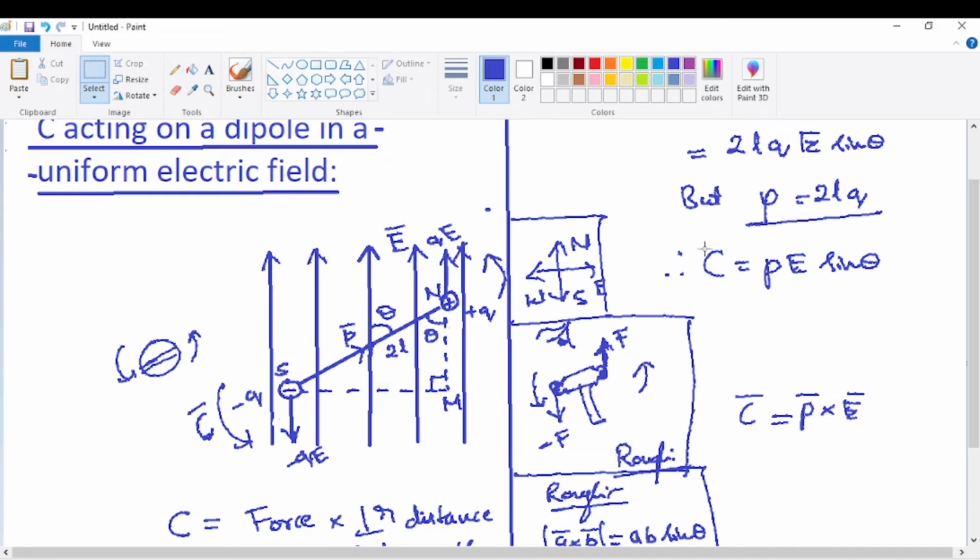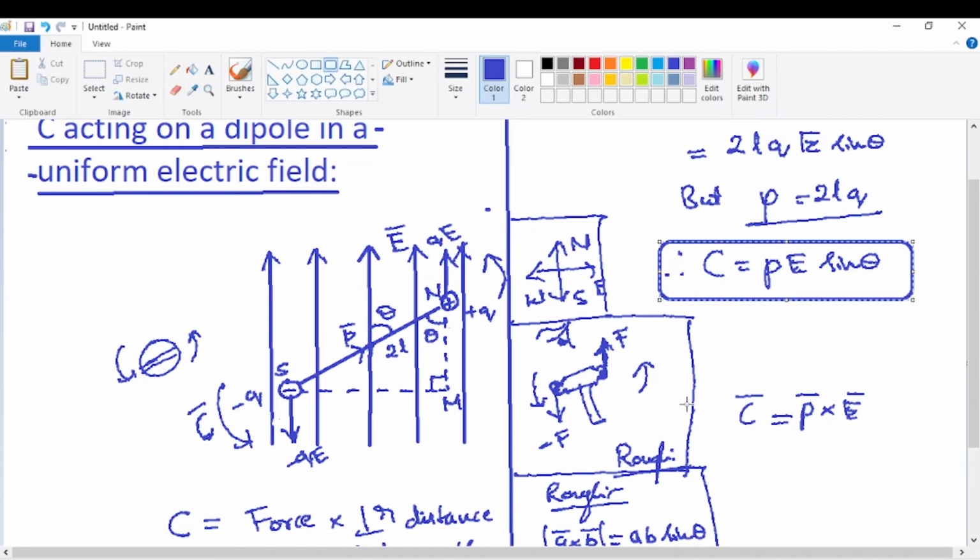This magnitude expression shows the magnitudes of the three quantities: the moment of couple C, the electric dipole moment p, and the electric field E. So this is the relation between the magnitudes, along with the sine of the angle theta between the two vectors P bar and E bar. So this is taken as the final expression, and this itself is a very important equation.